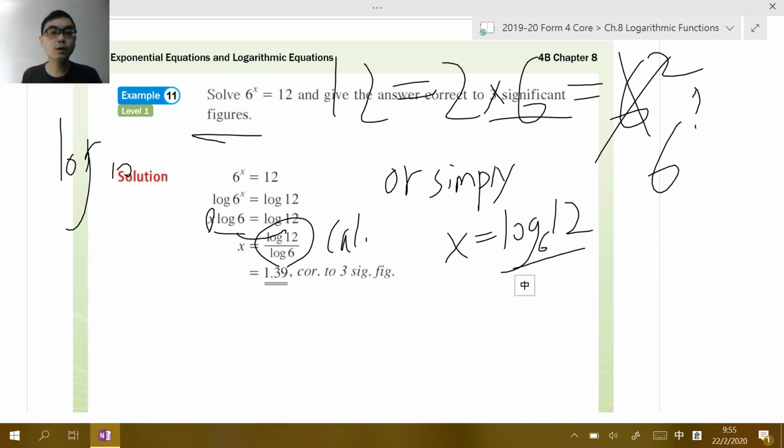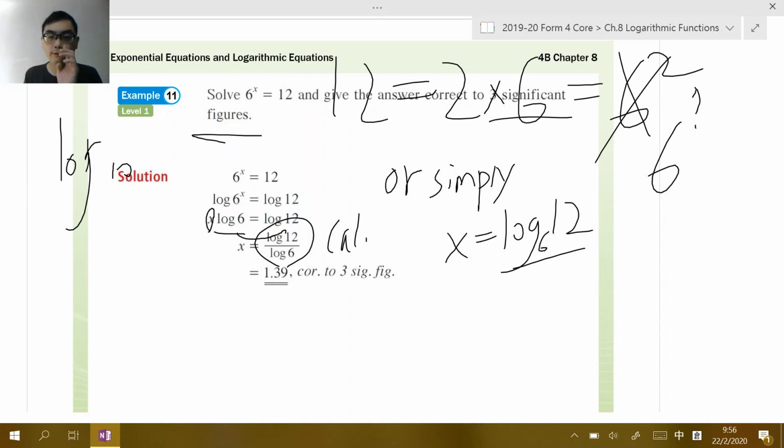The reason is that in the older version of the calculator, it cannot calculate log base 6 of 12, but it can only calculate LG, that means the common log, and also ln, the natural logarithm. So if the calculator cannot help you calculate log base 6, we have to take the common log on both sides and then simplify.